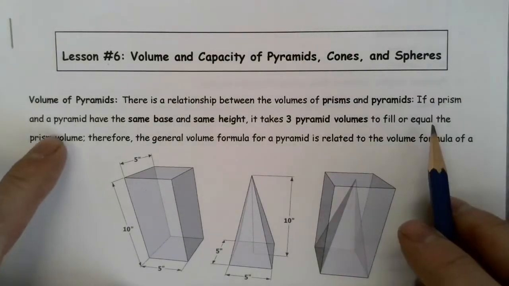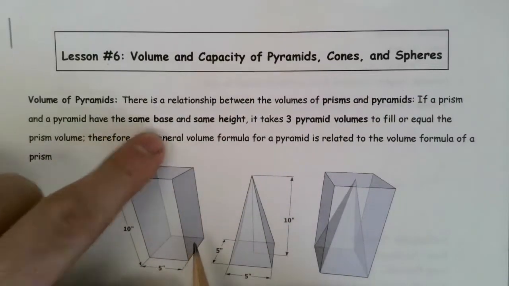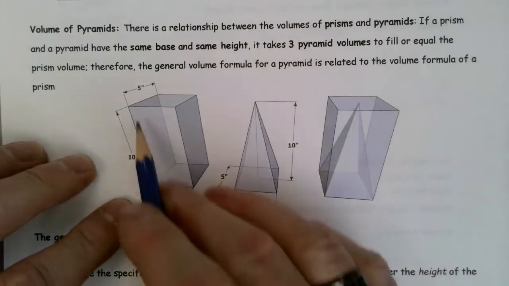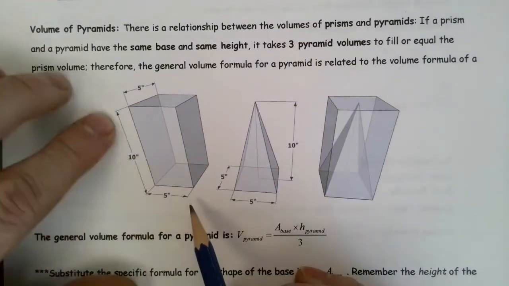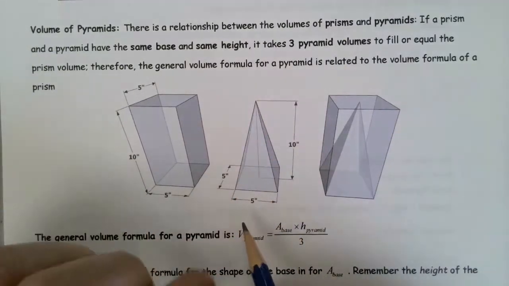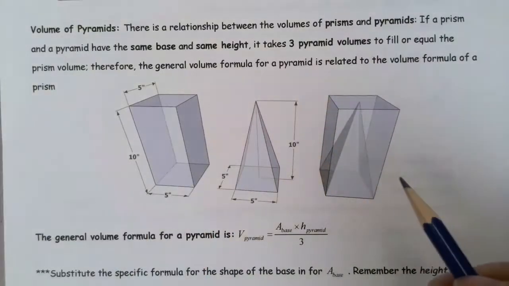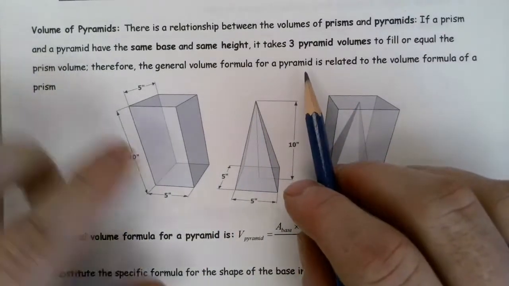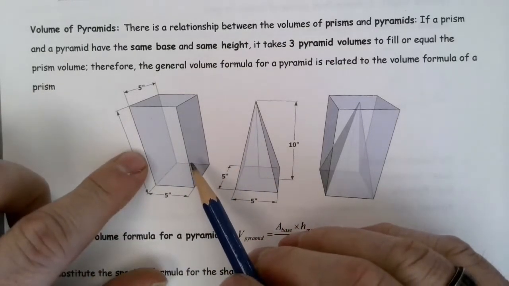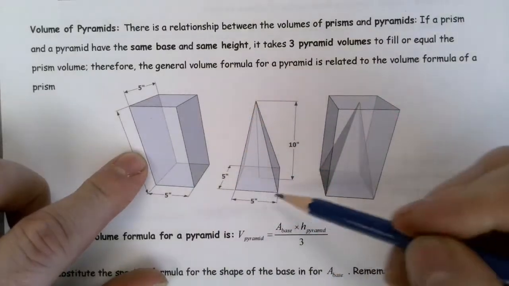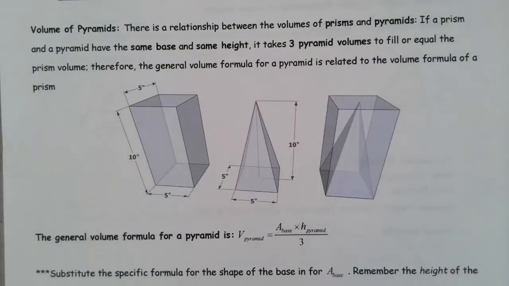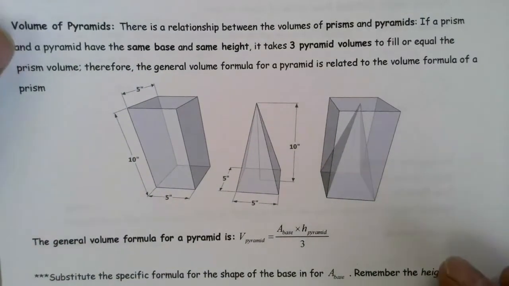If a prism and a pyramid have the same base and same height, so basically the overall dimensions are the same, here's what that looks like. Say you have a prism that's 5 inches by 10 by 5, and the corresponding pyramid has the same dimensions, 5 by 5 by 10. It actually takes 3 of these pyramids to fill one of those prisms. In other words, the pyramid is 1/3 of the volume of the prism, which is a really interesting relationship.